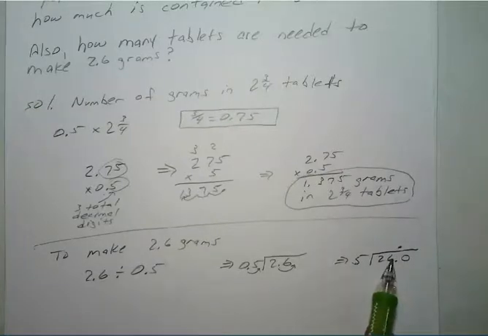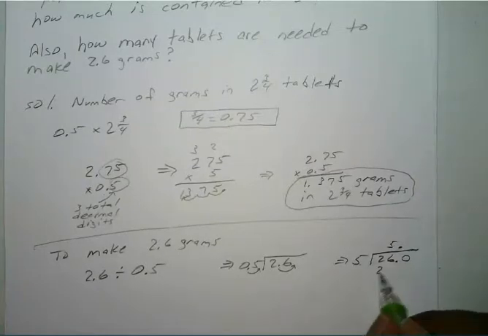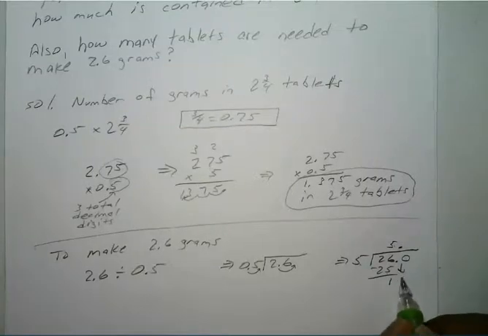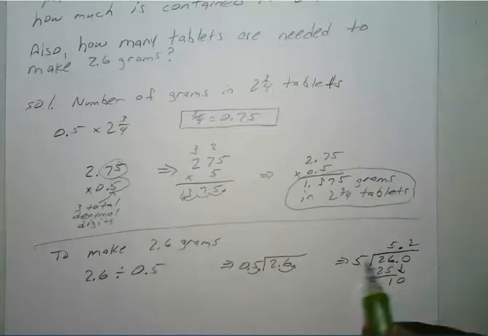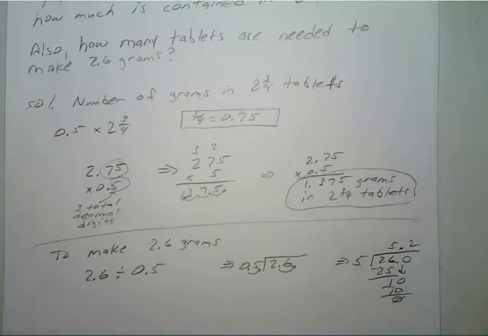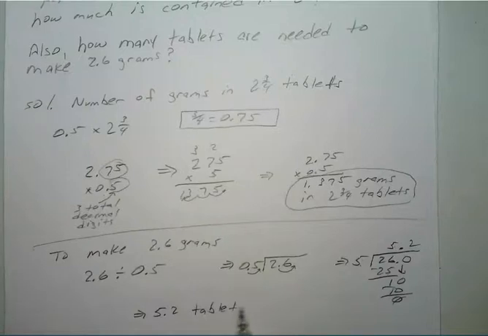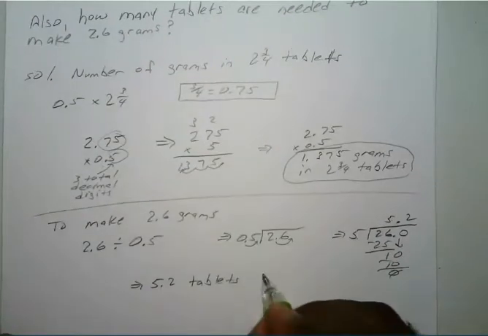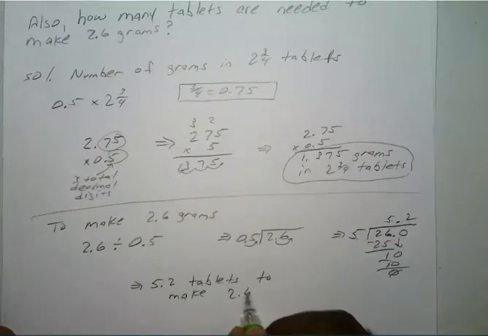And 5 goes into 26 5 times. 5 times 5 is 25. 26 minus 25 is 1. Bring down our 0. 5 goes into 10 twice. 5 times 2 is 10 and gives us a remainder of 0. So that means it takes 5.2 tablets to make 2.6 grams.